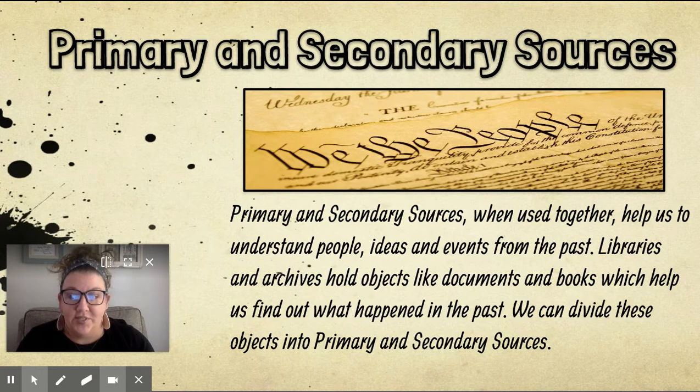Primary and secondary sources, when used together, help us understand people, ideas, and events from the past. But we always want to use them together, right? We can't use just a primary source and we can't use just a secondary source. Libraries, archives, and now the internet hold objects or documents, articles, resources, pictures at least of them that help us find out what happened in the past. And we divide these things into primary and secondary sources. So let's take a look at primary.